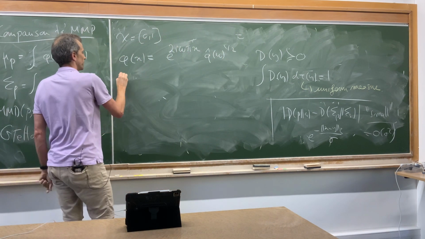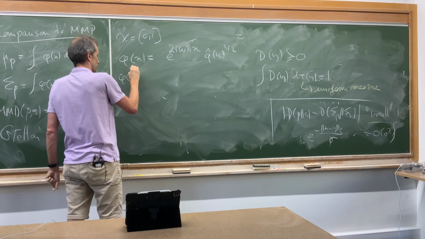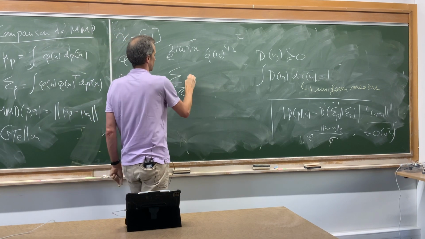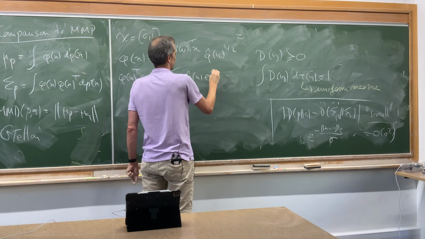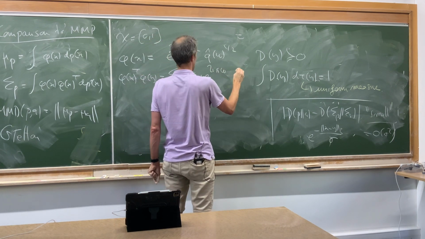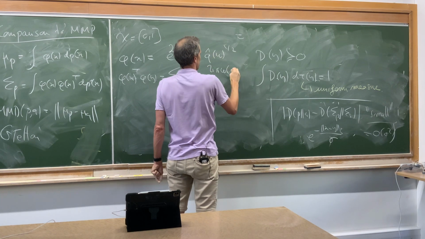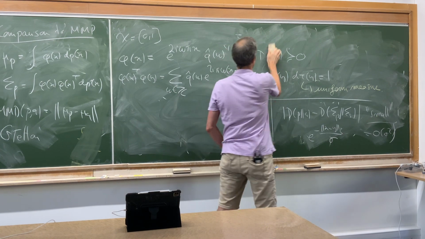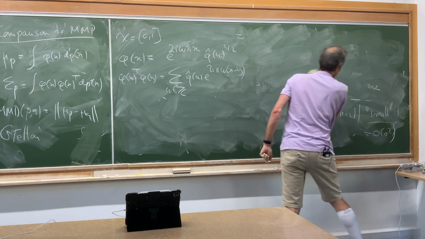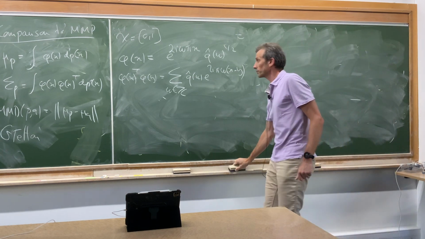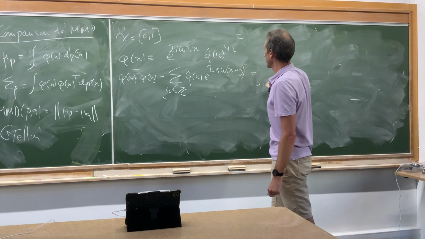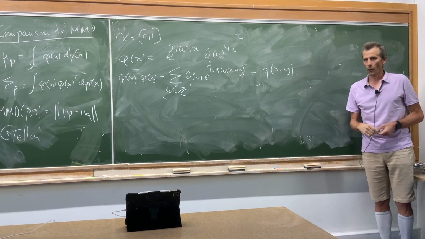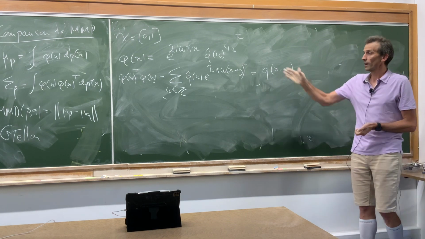Because phi of x transpose phi of y would be the sum over omega in Z of q hat of omega times exponential of 2i pi omega times x minus y. And q hat is, that's the definition, the Fourier transform of q of x minus y. And you recover your translation invariant kernel on the torus. So this is just one phi of x.